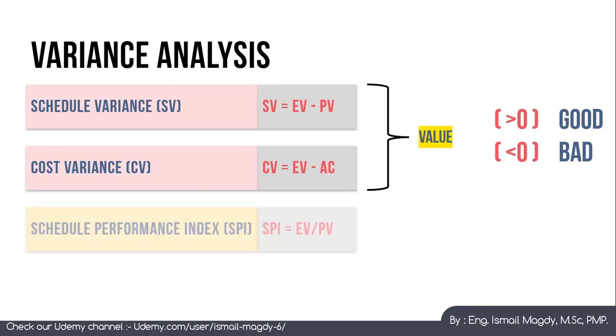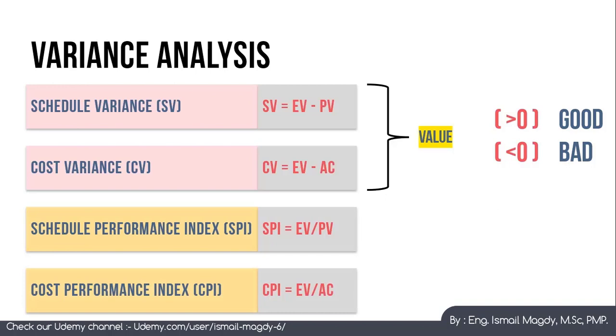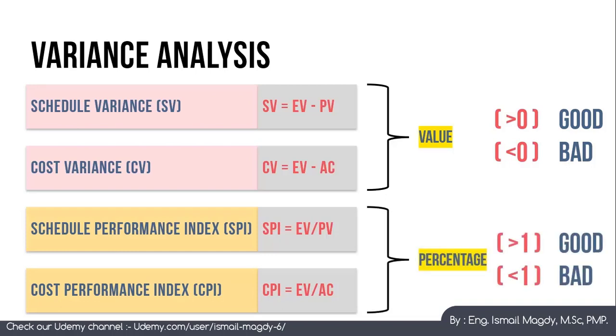Then we have the schedule performance index, which equals the earned value over the planned value, and the cost performance index, which equals the earned value over the actual cost. And the result here is a percentage. So if it is higher than 1, this is a good indication, because it means that the project is ahead of schedule or under budget. And if the results are lower than 1, this is a bad indication, because it means that the project is behind the schedule or above budget.